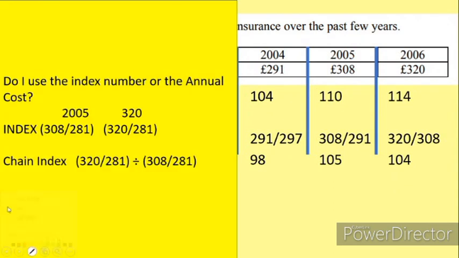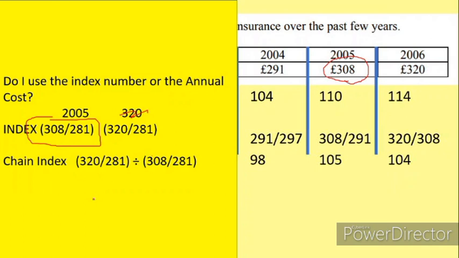This is how I worked out my normal index number for 2005. I got the value of the year divided by the base, which is 281. For my next one, which should be 2006, I've got 320 divided by my base number. So it's my original working out. Now if I want to get my chain based, I'd have to do my 2006 divided by my 2005.